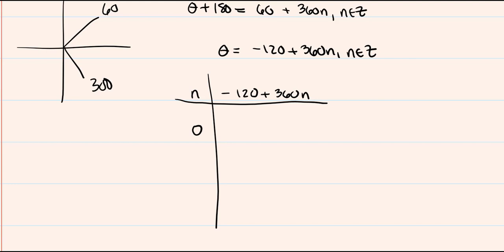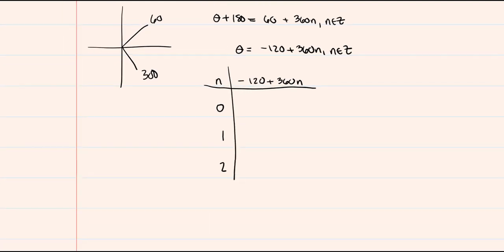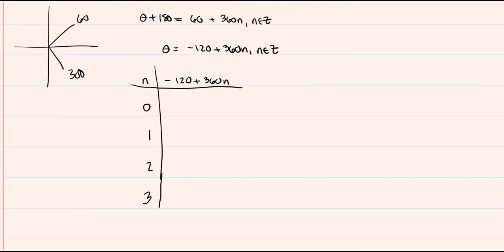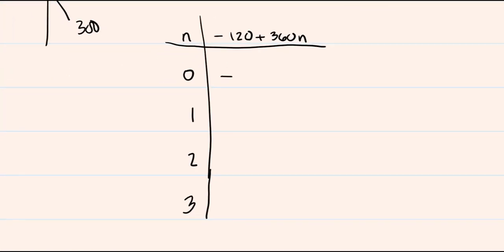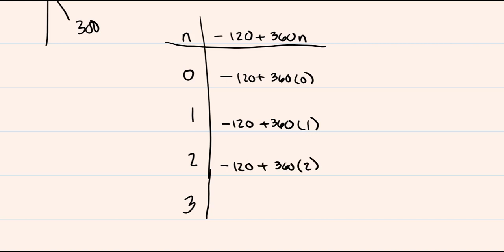We're going to start at 0, and then go to 1, and then go to 2, and we might have to go all the way to 3. So we'll go 0 to 3, and we're going to simply write the value n in anywhere we got an n. So we'll have negative 120 plus 360 times 0. And we'll have negative 120 plus 360 times 1. And then again, negative 120 plus 360 times 2. And you get the idea from there. We won't need to go to 3, I don't believe, but just in case, we'll go ahead and write that down. So there's the pattern right there that will do that.